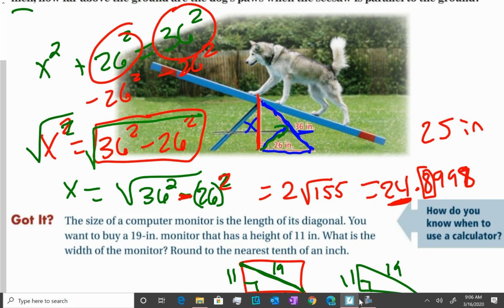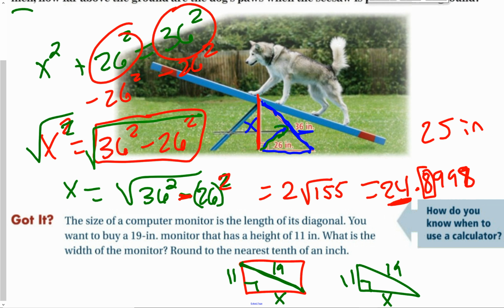All right, so that is it for finding a distance. That's how you find a distance. It's the same as problem 1 or problem 2, based on whether you have the diagonal or not.